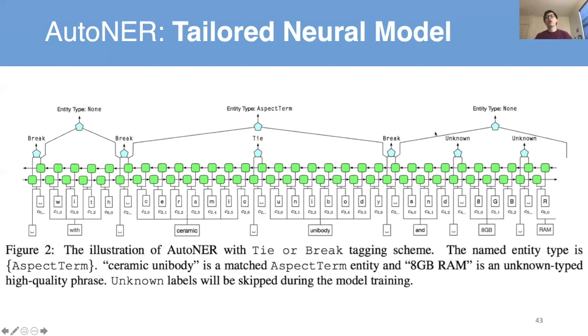During the training, we will not calculate the loss function at the unknown places. We will train a binary classifier for this tie or break, and we will also train a K+1 classifier for the types. K here is the number of types we have in the dictionary, and the +1 is designed for the non-entity type. During the inference, we will first run the binary classifier to find all these breaks, and then for the adjacent breaks, we will send this span to the K+1 classifier, and then we get the entity types. In this way, we will get the NER prediction the same as other NER models using the BIOES labeling scheme.